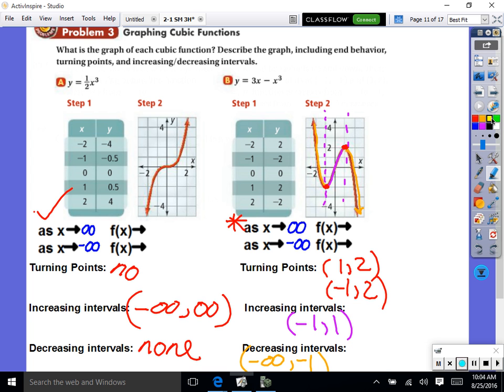So remember, we are increasing. If you have something that looks like this, isn't this the only place that we're increasing? So it would be between that x point and that x point, right? Okay, so just a reminder.